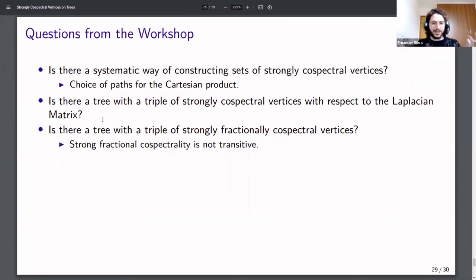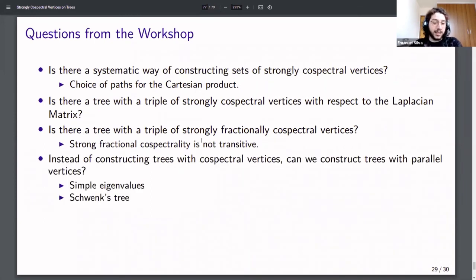But the truth is that the two vertices that this vertex is strongly fractional cospectral with are not strongly fractional cospectral with each other. Therefore, since this is not a transitive relation, for paths, this structure does not occur, which is quite interesting, at least in my opinion. So, okay. And this question arrived in a meeting with me, Chris, and Gabriel.